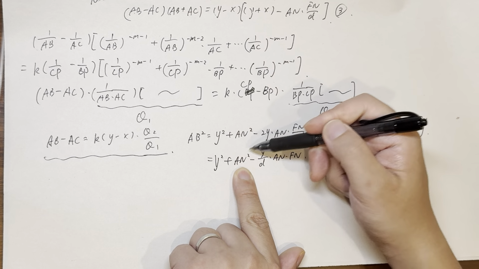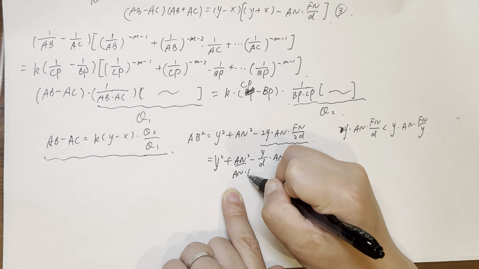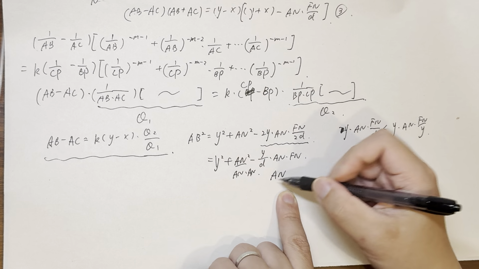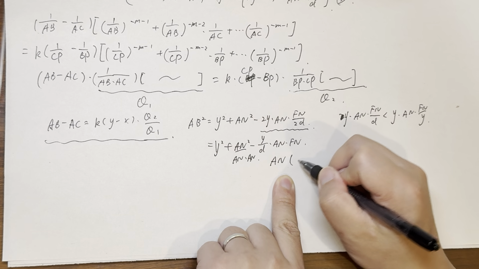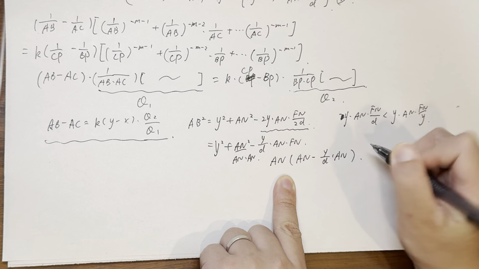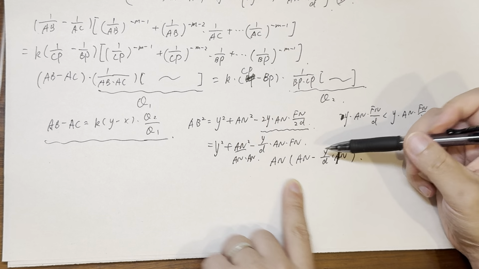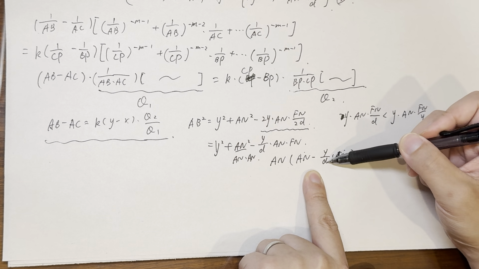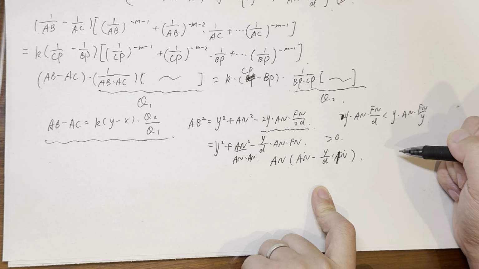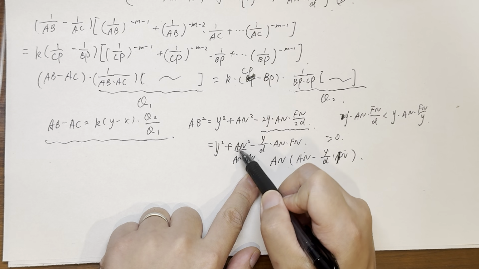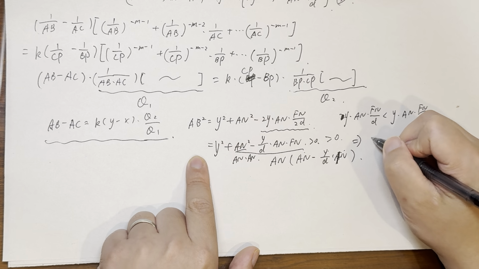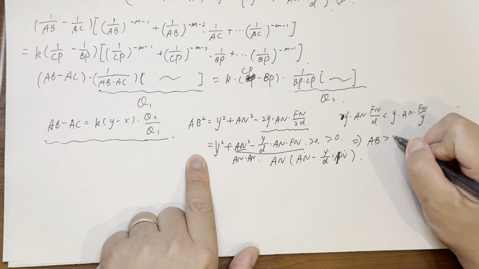AN is larger. This one can be taken as AN times AN, right? So they both have AN. Then we extract one AN out. So AN minus y2d AN. Okay, sorry, FN. AN is larger than FN, and d is larger than y. So this part is definitely larger than 0, which means we just get a relation that AB is larger than y.